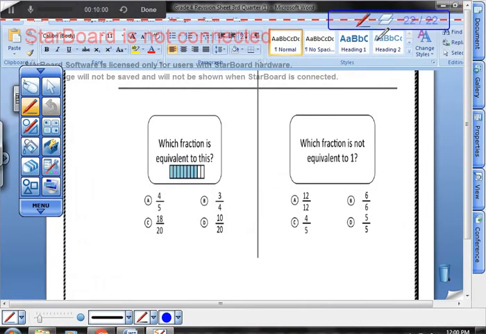Here we have which fraction is equivalent to this model. I write also the fraction beside it. Let's count together the colored parts. 1, 2, 3, 4, 1, 2, 3, 4, 5, 6, 7, 8 out of 9, 10. Okay, so it will be 8 out of 10. Which one of these choices is equivalent to 8 out of 10?